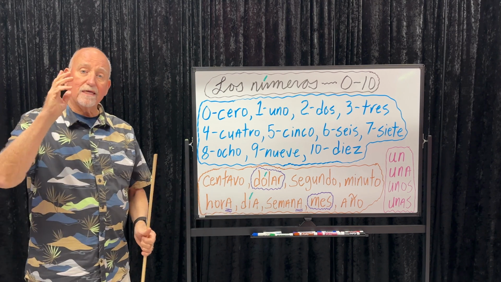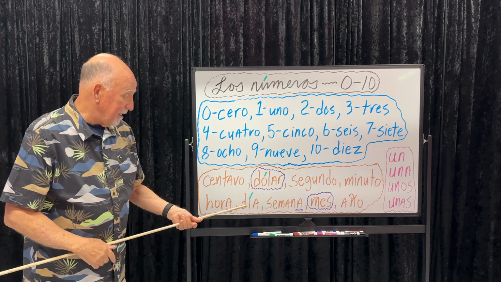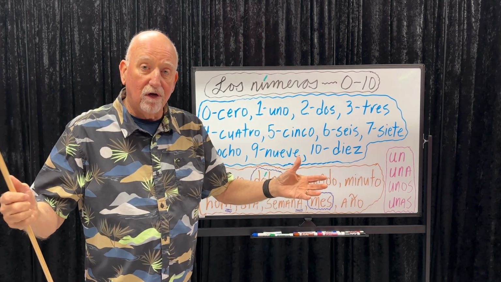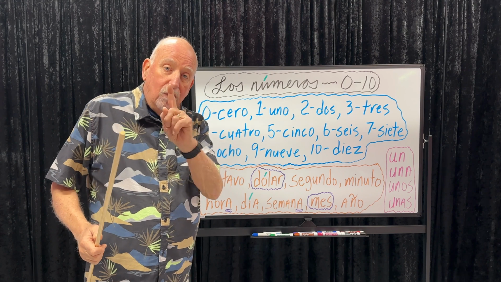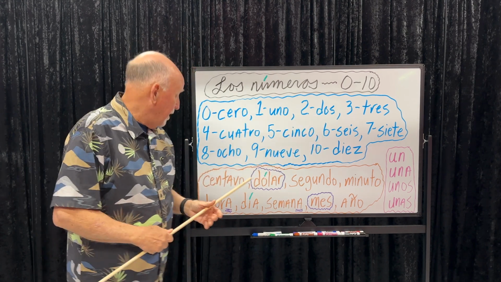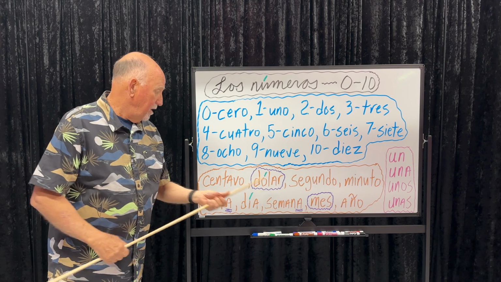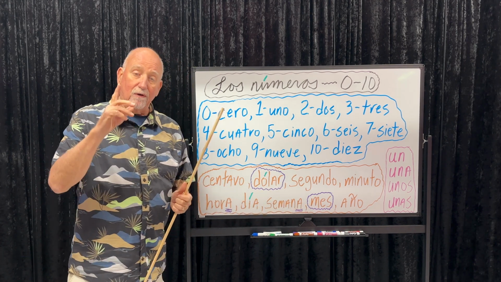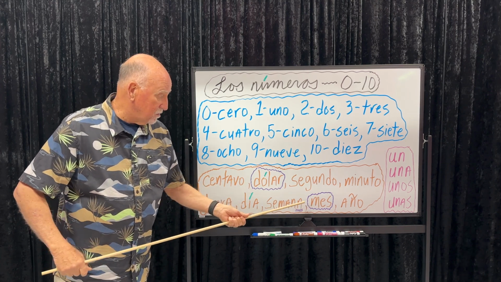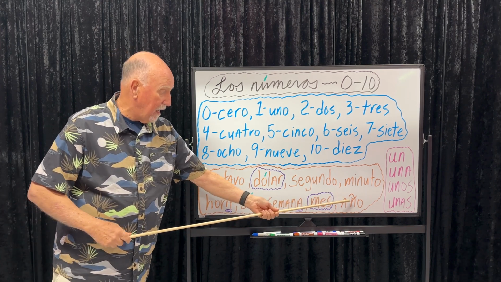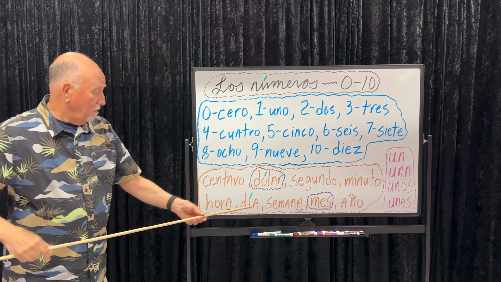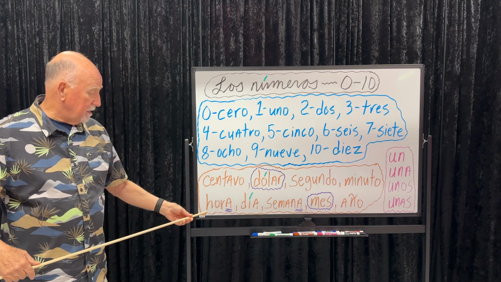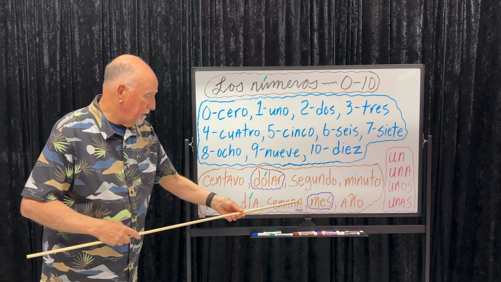1 week, una semana. Now, día ends in A, but it happens to be masculine. Why? That's the way the language evolved. El día, 1 day. Un día, 1 day. But una hora, 1 hour. Una semana, 1 week. Mes, if I'm going to say 1 month, this is masculine, el mes, so un mes is 1 month. In 1 year, un año. So all of these words dealing with money or time are masculine, with the exception of hora and semana.